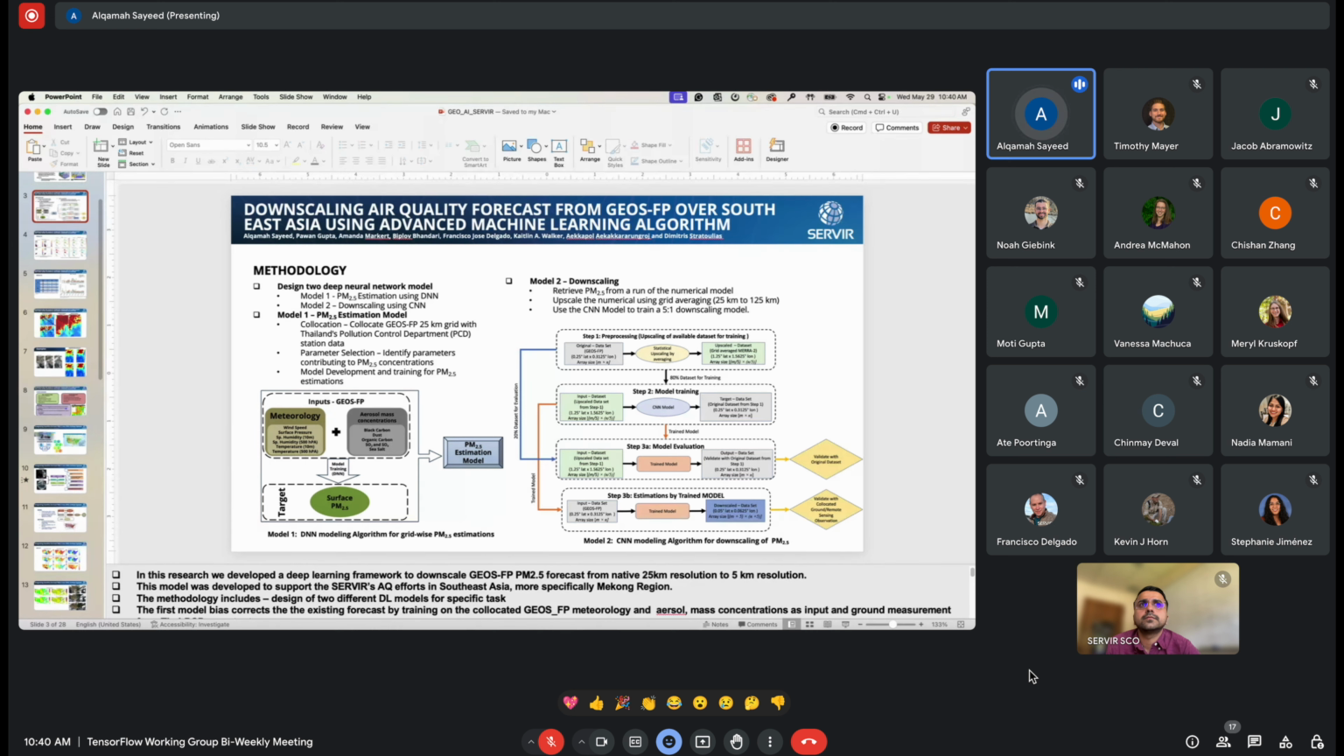We were not totally relying on it. We then evaluated the model with the ground observations and found that this model works perfectly fine, and we don't have to get a 5 kilometer numerical model run to train the model. So I hope I answered your question.